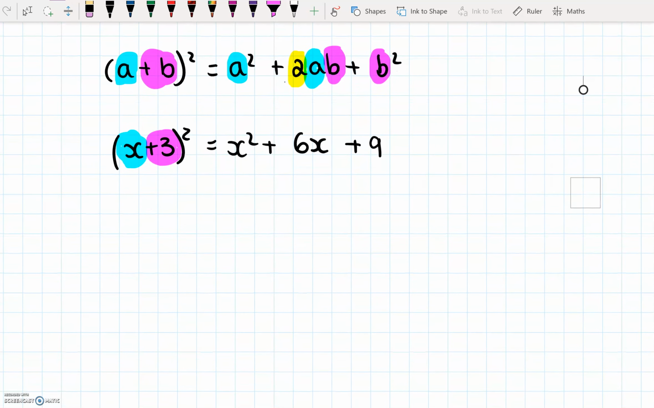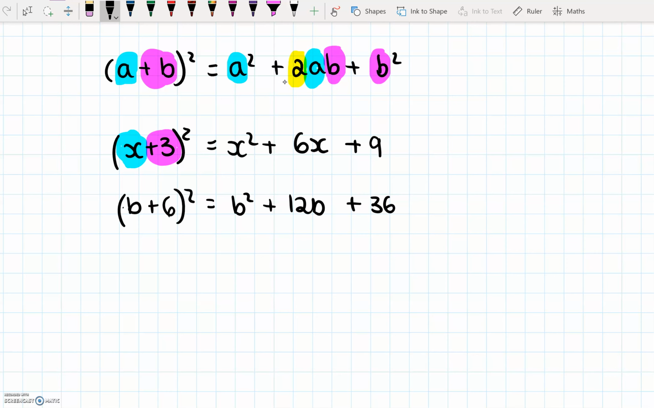All right, so we can do this really quickly now. If we go, for example, b plus 6 squared, we get first term squared, so b squared is going to be our first term. Our last term is going to be 6 squared, which is 36. And then we multiply them together, 6 times b, which is 6b, and double it, it becomes plus 12b.